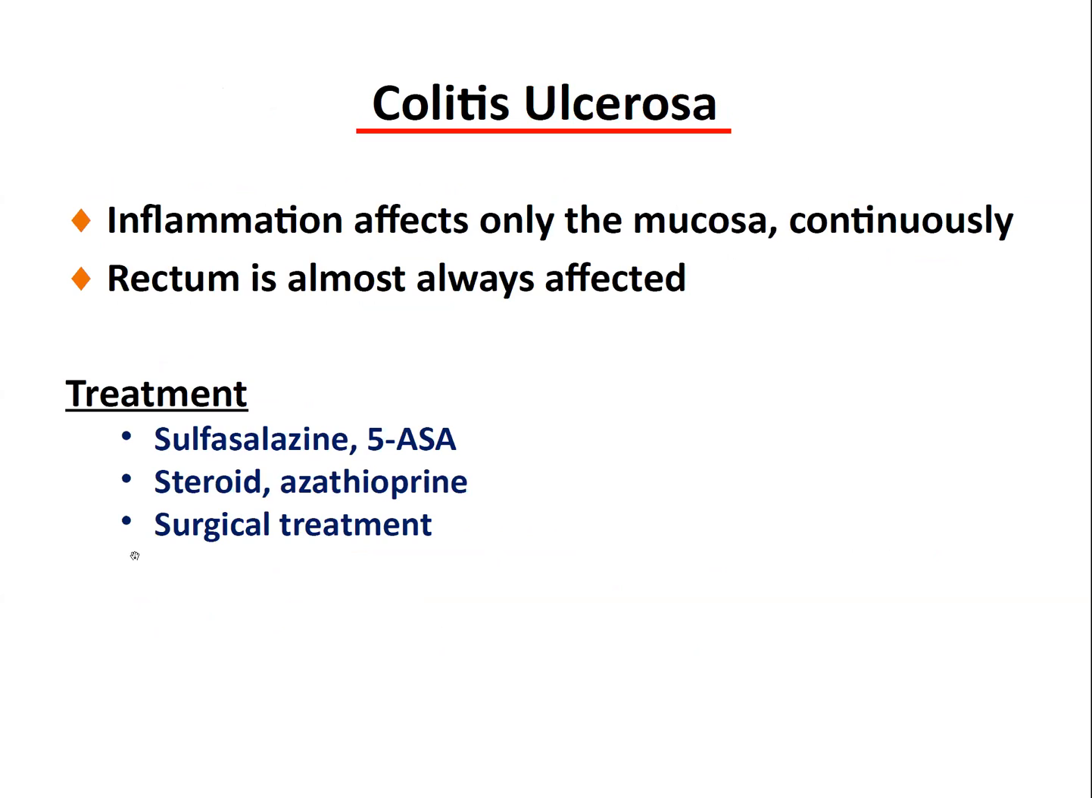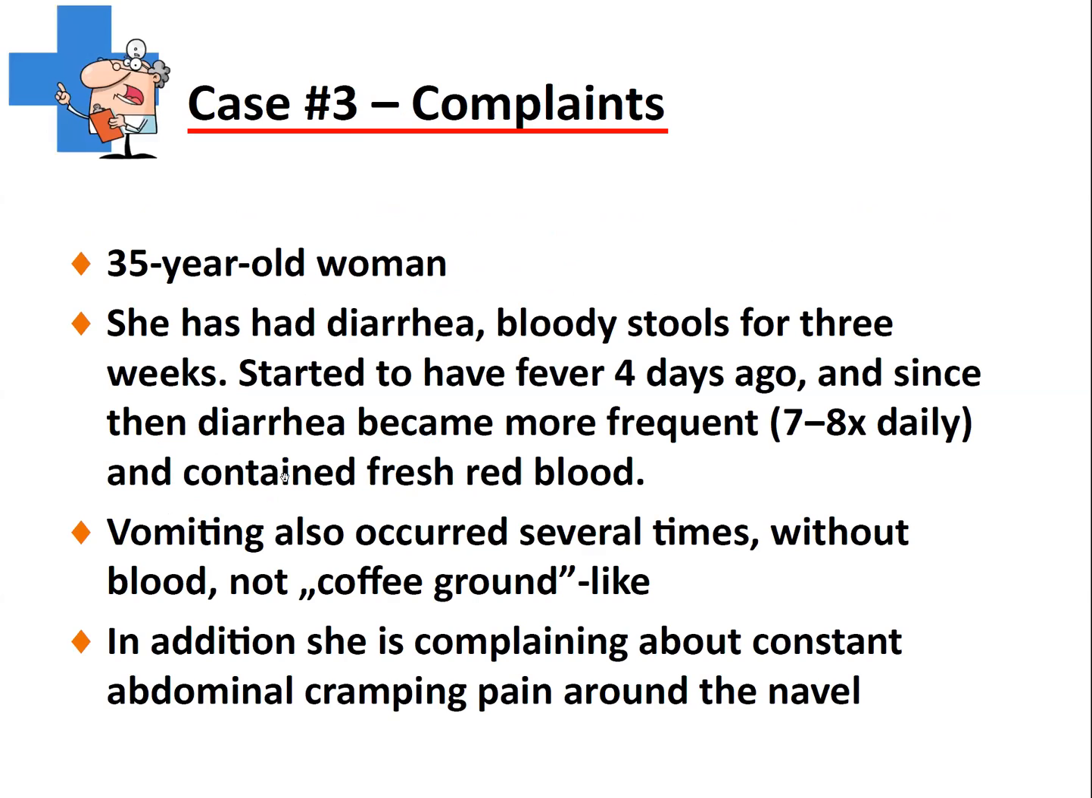Colitis ulcerosa usually affects only the mucosa, so not all layers are affected, but it is continuous, and the rectum is almost always affected in this case. And the treatment can be drugs, again steroids, azathioprine, or surgical treatment.